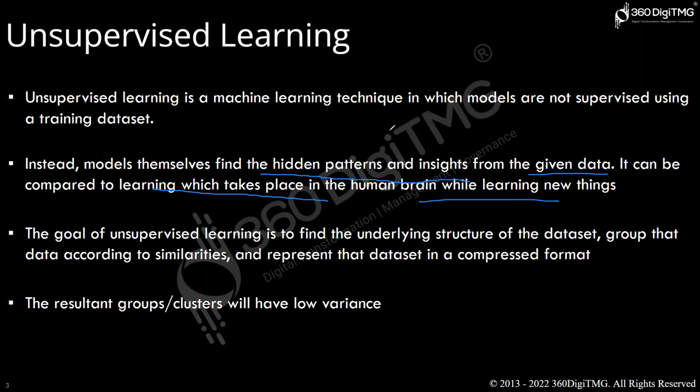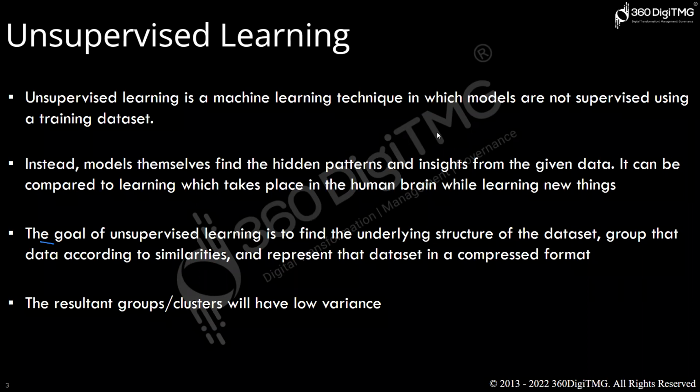Some questions may arise: what is the goal of this? As the models learn by themselves and find hidden patterns and insights, the goal of unsupervised learning is to find the underlying structure of the data set. It represents the data set in a compressed format, and the resultant group clusters will have a low variance.